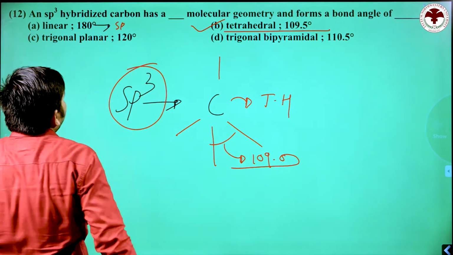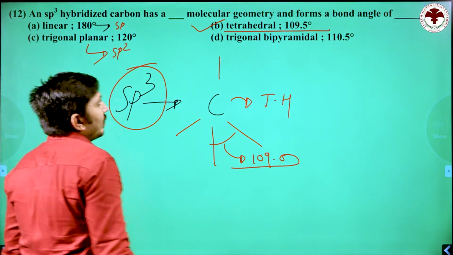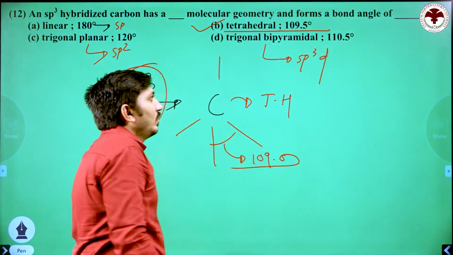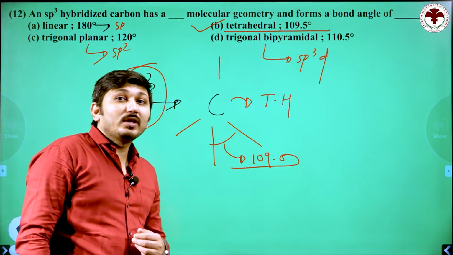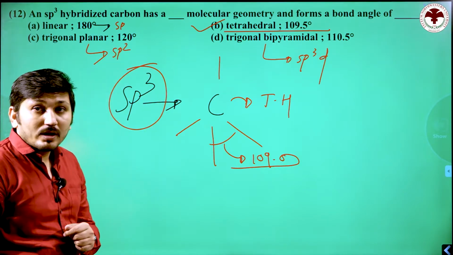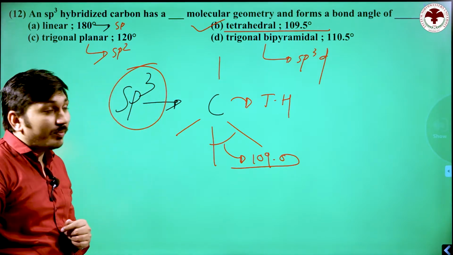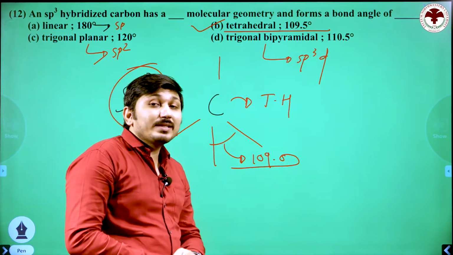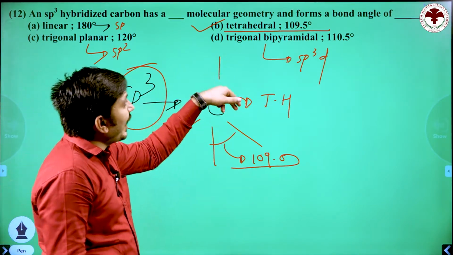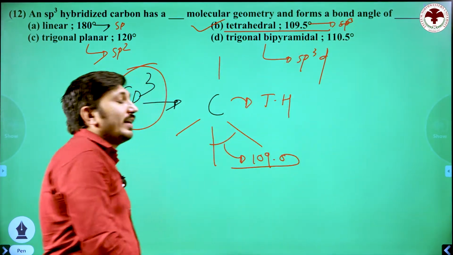Linear is when the molecule is sp hybridized. Where is trigonal? When sp2 hybridized. And trigonal bipyramid? If hybridization is sp3d. So remember, hybridization is also used to determine the geometry. An sp hybridized molecule has linear geometry, an sp2 hybridized molecule has trigonal geometry, an sp3d hybridized molecule has trigonal bipyramid geometry, and an sp3 hybridized molecule has tetrahedral geometry.